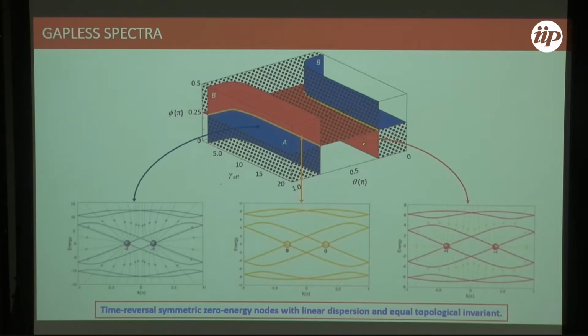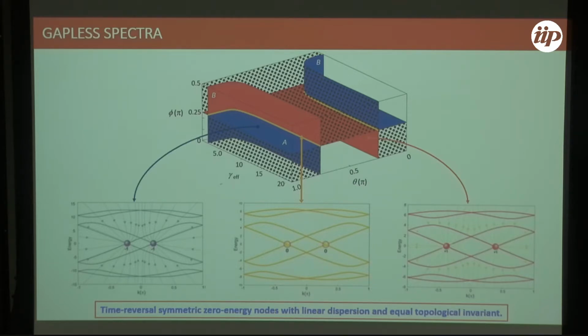If I do the same thing, so if I plot the spectrum for a point here, now I have the same kind of spectrum, but now the topological invariant on both sides of this time reversal symmetric node is -1, and for a point exactly on the multicritical line, which is where the critical surfaces cross each other, the topological invariant, the modified winding number, is 0.